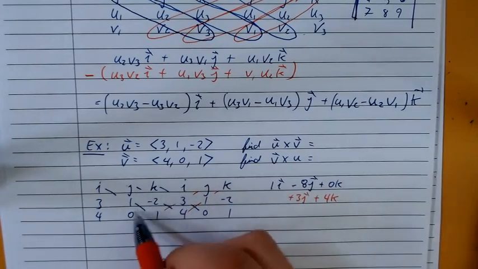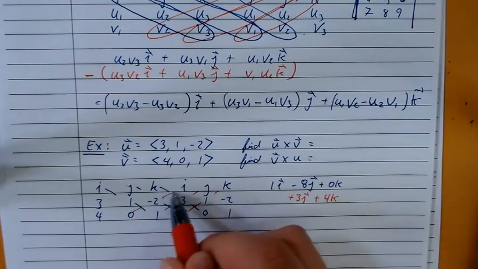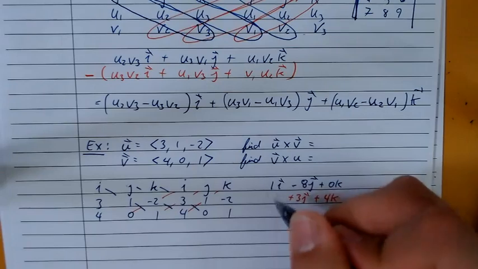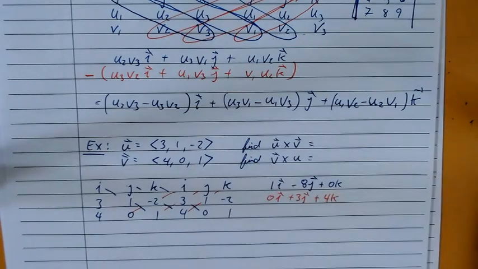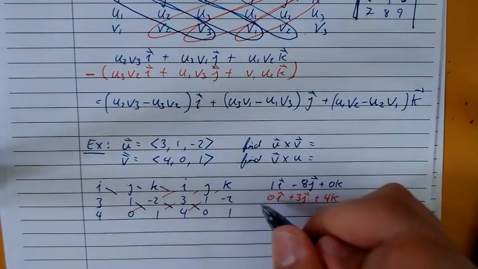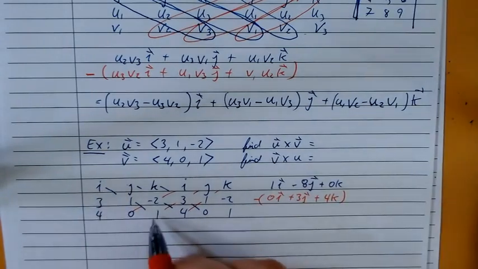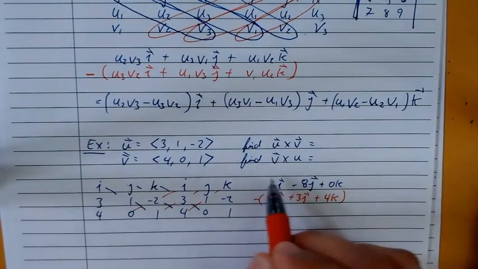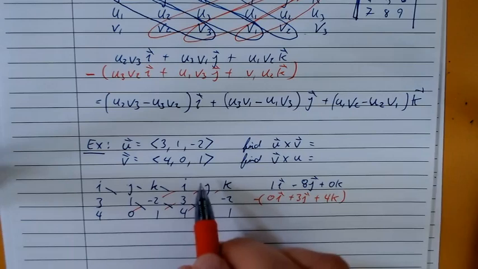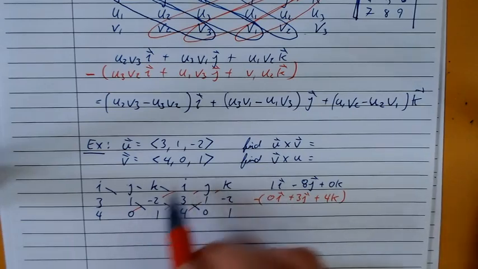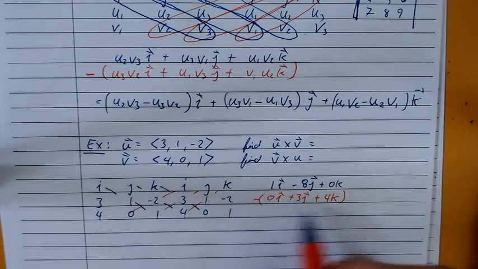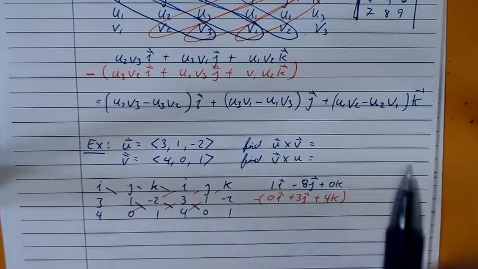And then here, 0 times negative 2 times I, well, that's just going to be 0I. And now once you have those, you're going to subtract. You're going to take these diagonals going upper left to lower right, put those together. You take these going from upper right to lower left, put those together, and then subtract. So that'll give us our result.